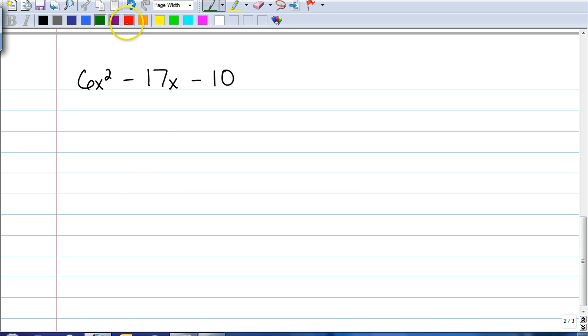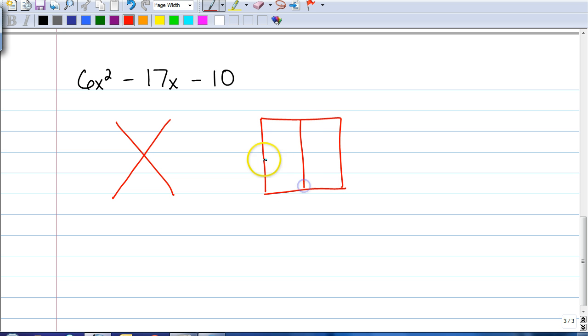So why don't you pause the video and hit play when you're ready to check to see that you have your answer right. Okay, let's see what you did here. You should have had 6x squared and a negative 10. And over here, this would be a negative 60x squared and a negative 17x. And the next step, we're going to try to figure out what two numbers that multiply together to be negative 60. Same two numbers add together to be negative 17.